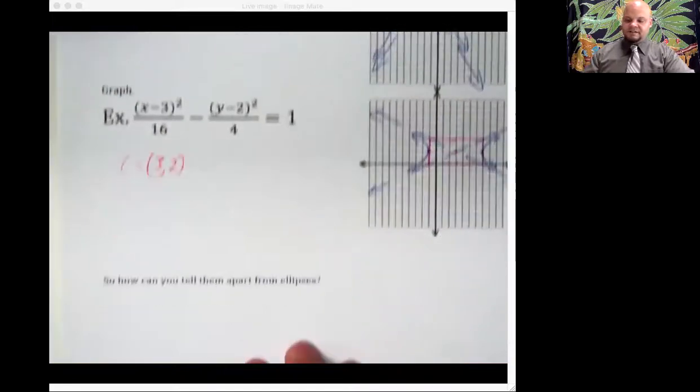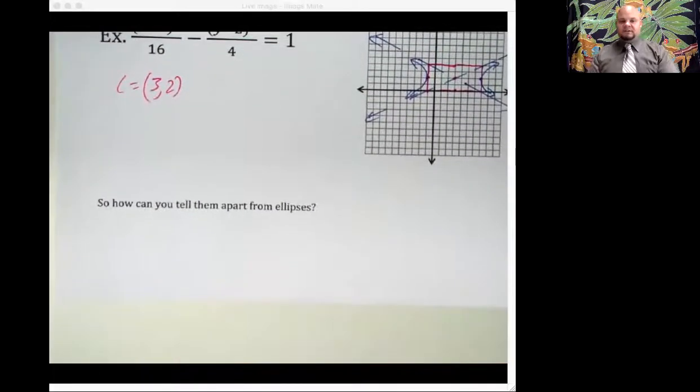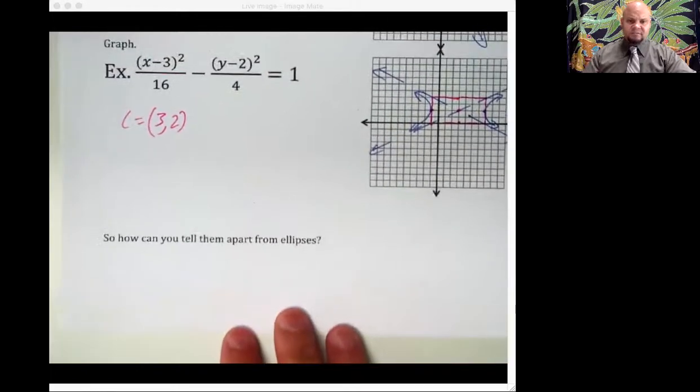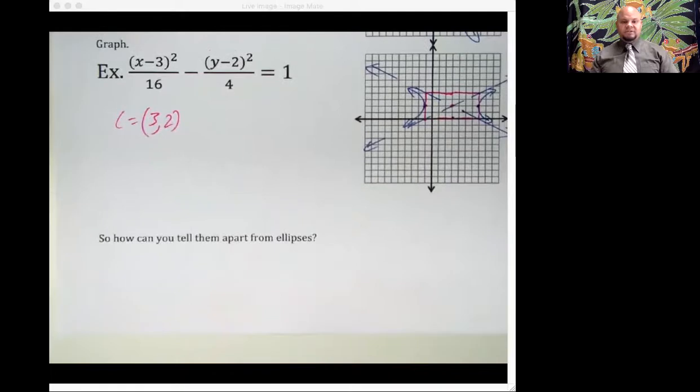So I'm going to pause it now, and you've got a question that you need to ask for me or answer for me. How can you tell these hyperbolas apart from ellipses? Both look at the picture and look at the equation. Tell me what you get.